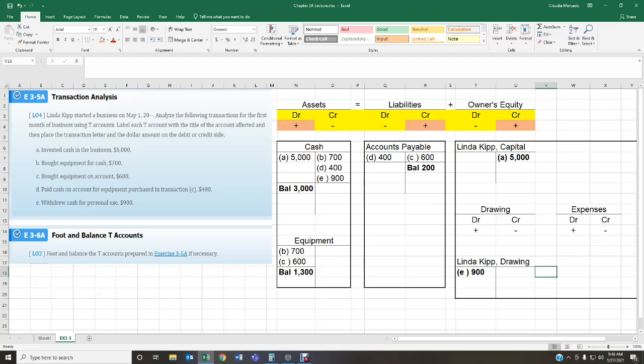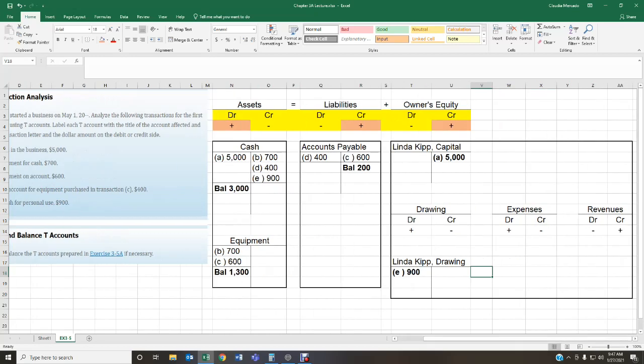Always look at your accounting equation. Always look at where the positive number is on your accounting equation. That is the normal balance of your account, and that is where 99% of the time your balance should be sitting. Every time you have an asset, your balance should be sitting on the debit side. Every time you have a liability, your balance should be sitting on the credit side. And on your owner's equity, your balance should be sitting on the credit side. For capital, and then for drawing and expenses on the debit side and revenues on the credit side.